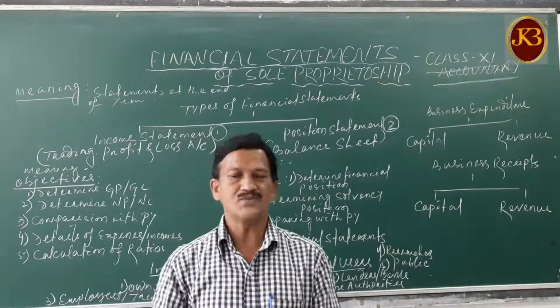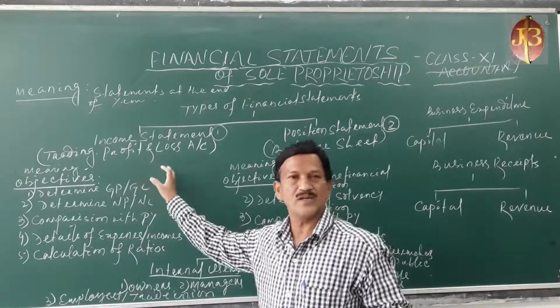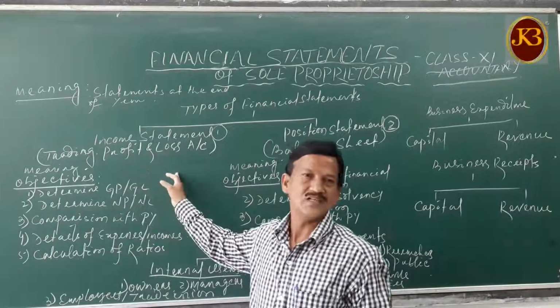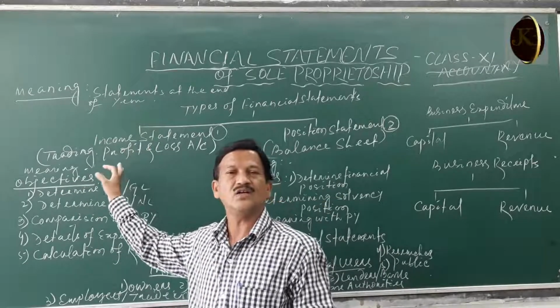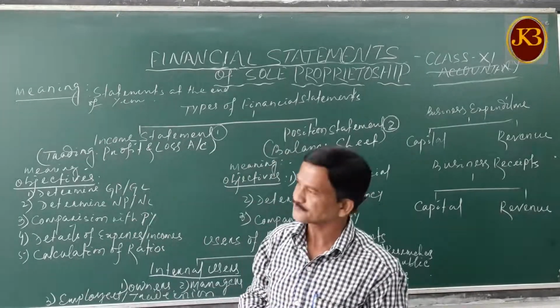That is the income statement. That means the trading account as well as the profit and loss account. These two accounts are combinedly prepared to find out the income of the business. That is the income statement.